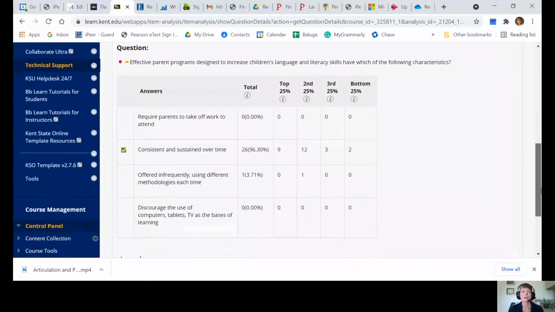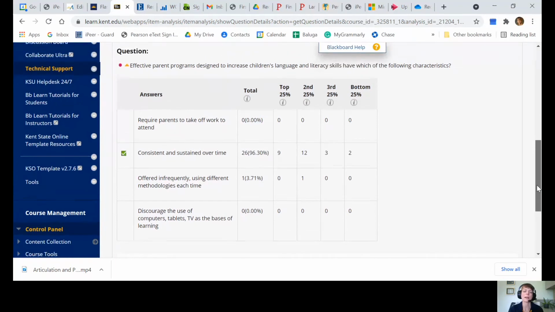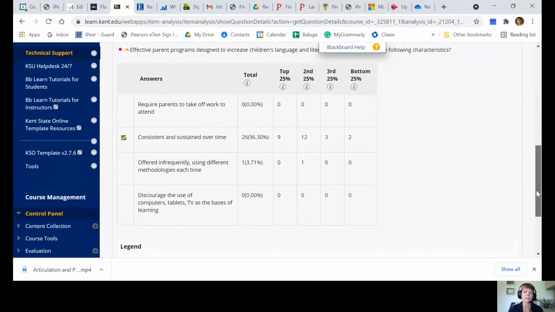Effective parent programs designed to increase children's language and literacy skills have which of the following characteristics? And the answer was consistent and sustained use over time. So doing a one-off workshop with parents is not going to cut it. We need to provide a planned, consistent message and consistent program that is giving parents repeated opportunities to learn and try out their strategies.